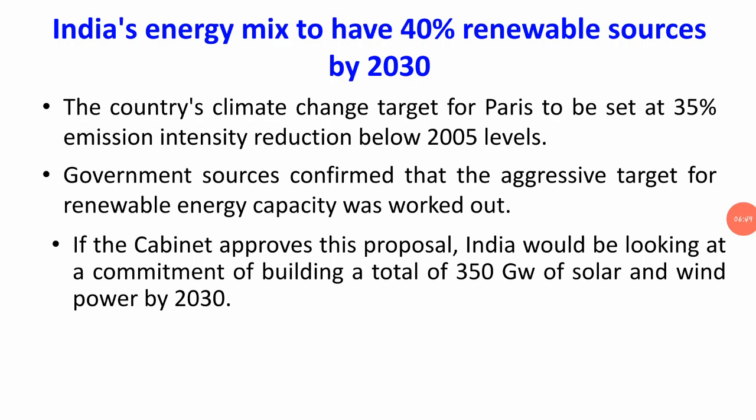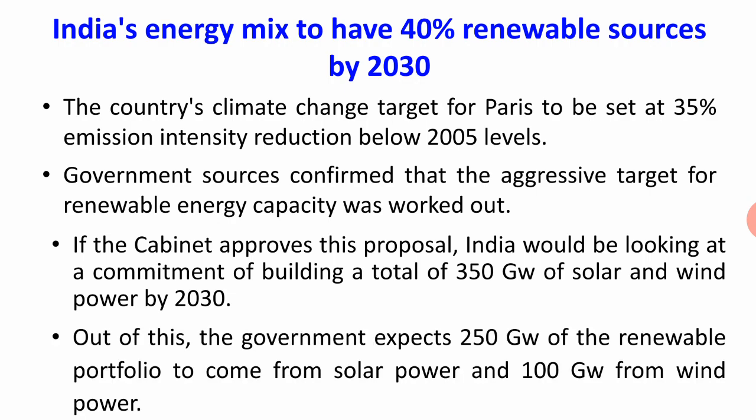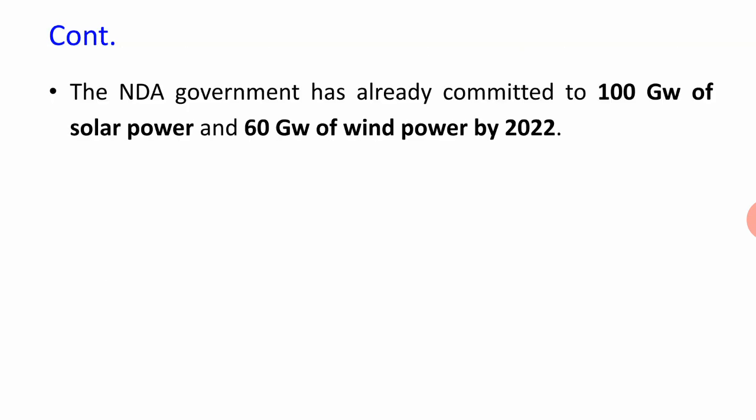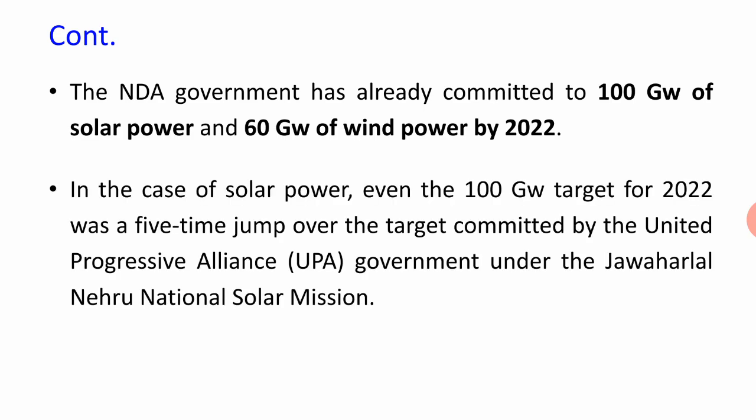India has set a target for 2030 that 350 gigawatts of electrical energy must be generated from solar as well as wind power. Out of this, the government expects 250 gigawatts from solar power and 100 gigawatts from wind power. So that's the contribution. We have to develop this in parallel. In continuation of that, the Indian government has already committed to 100 gigawatts of solar power and 60 gigawatts of wind power by 2022. These are the targets they gave, and accordingly they called for bidding from different kinds of funding agents. The UPA government also gave a target for 2022. They have to develop 100 gigawatts of power from these two sources.